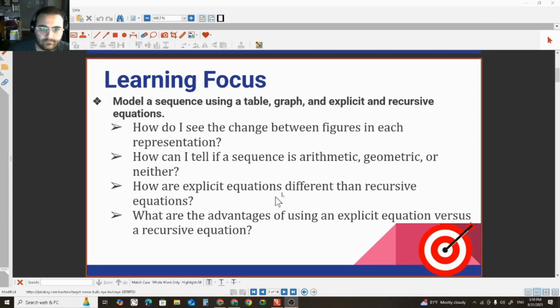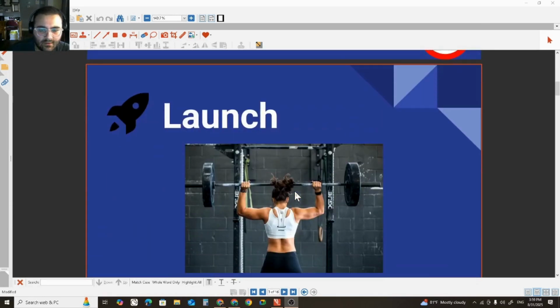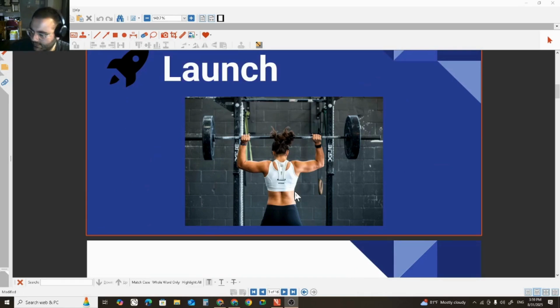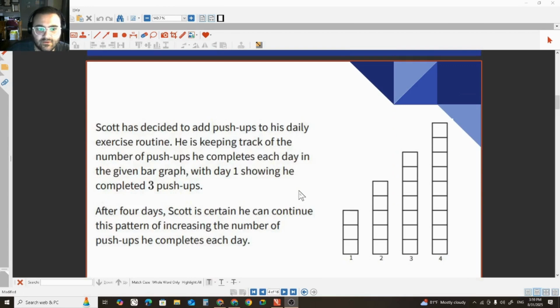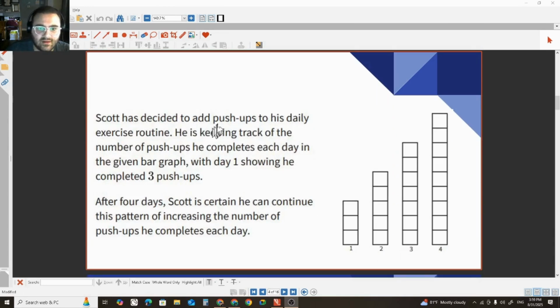So, we got Scott's workout here. All right. So, Scott has decided to add push-ups to his daily exercise routine. He is keeping track of the number of push-ups he completes each day in the given bar graph, with day 1 showing that he completed 3 push-ups. After 4 days, Scott is certain he can continue this pattern of increasing the number of push-ups he completes each day.